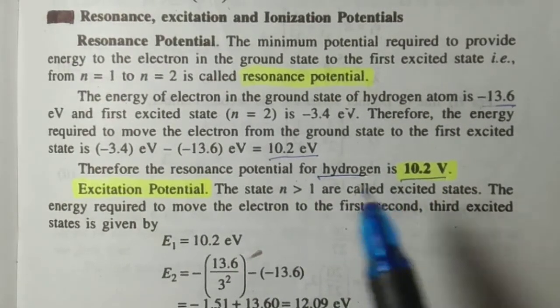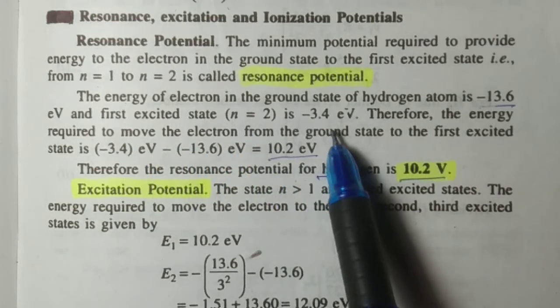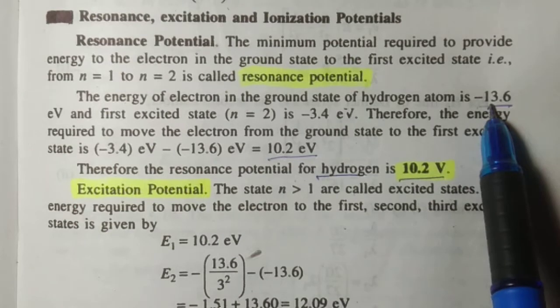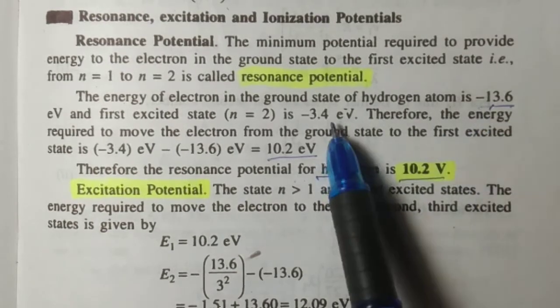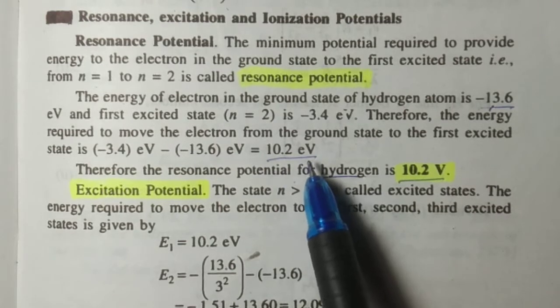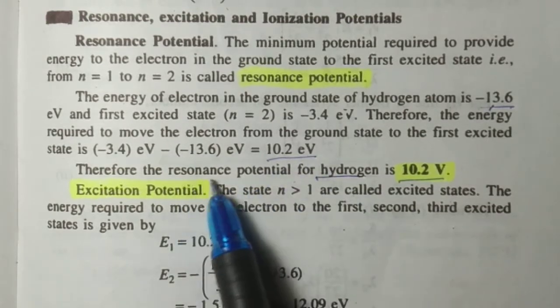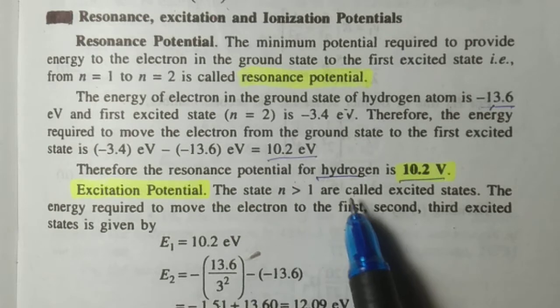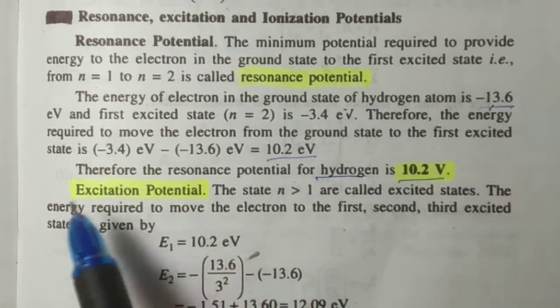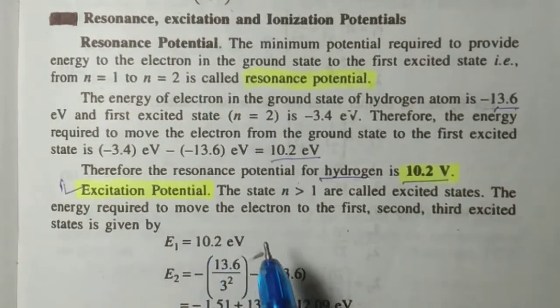Clear? चूंकि first excited state के लिए हमें इतनी energy चाहिए और ground state के लिए हमें इतनी energy चाहिए. So, इस state से इस state में जाने के लिए हमें कितनी energy चाहिए? 10.2 electron volt. So, this is the potential which is known as resonance potential for hydrogen, and it is equal to 10.2 volt. Now, excitation potential.